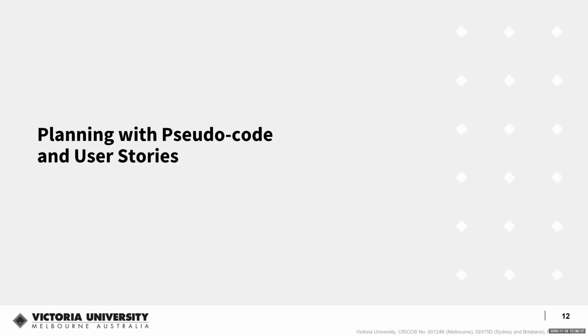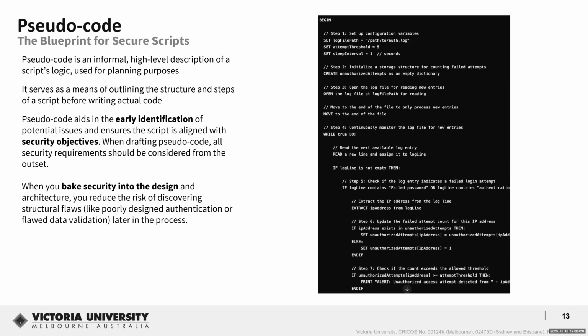Let's move on. Pseudocode, as discussed before, means an informal, high-level description of a script's logic used for planning purposes. It serves as a means of outlining the structure and steps of a script before writing actual code. After having a look at this slide, I will go to my board and explain the pseudocode in more detail. Also, I will go to assessment task 2, and you see that it focuses a lot on pseudocode and describing the application that we want to make in this unit.